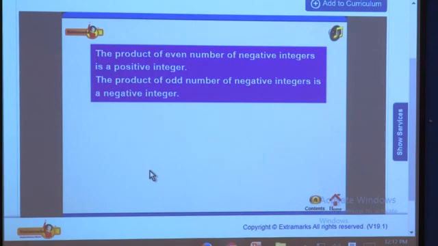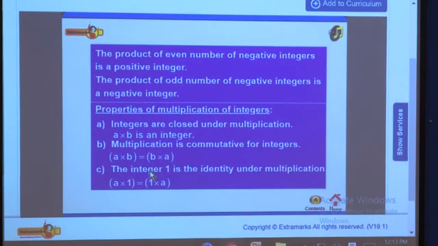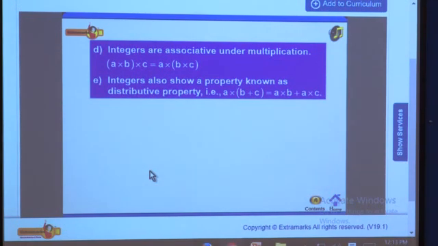The product of even number of negative integers is a positive integer. The product of odd number of negative integers is a negative integer. Properties of multiplication of integers are: integers are closed under multiplication. Multiplication is commutative for integers. The integer 1 is the identity under multiplication. Integers are associative under multiplication.